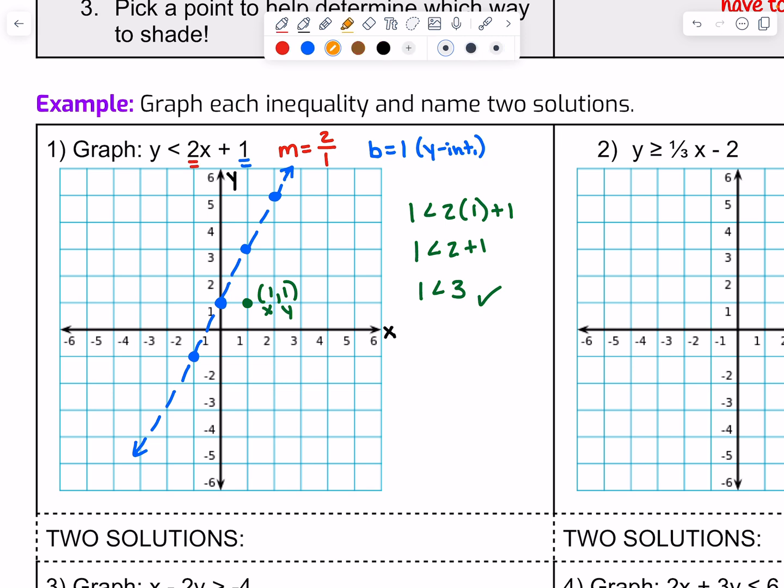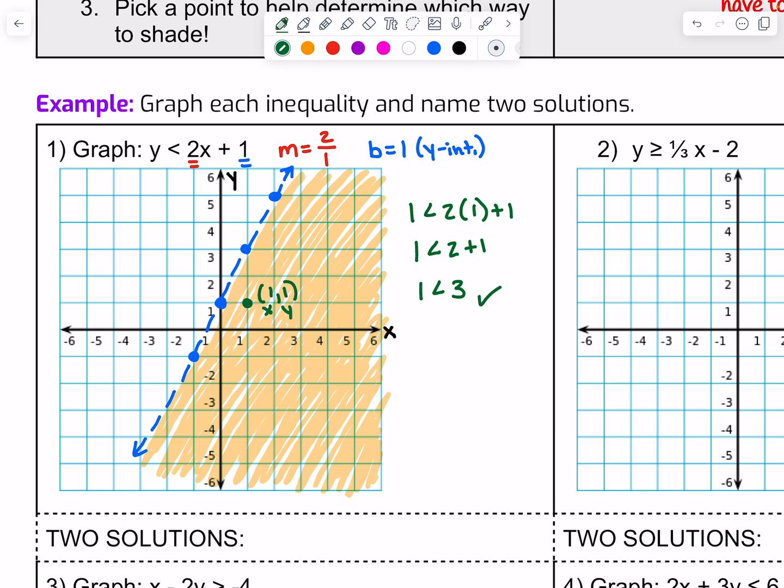So 1 is less than 3, so that means that point is part of my solution set. So that means I would want to shade on this side, because these are where my solutions to this line are going to be. And that's where that point is, and it worked. So that is a great way to know where to shade your inequality. Okay, so it says to pick two solutions. So now that I know that's one of them, I'm going to write that down. But now I know all the points over there I've shaded would work.